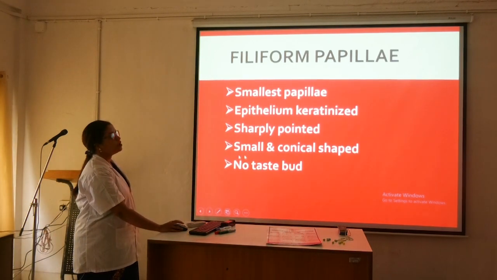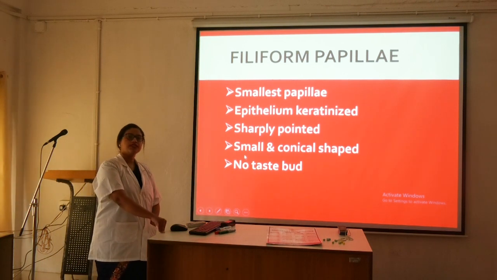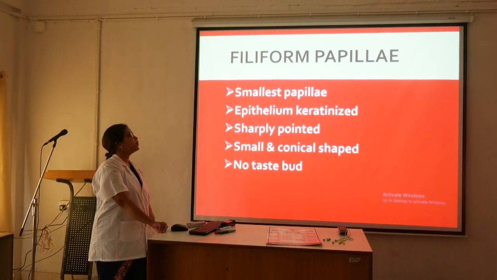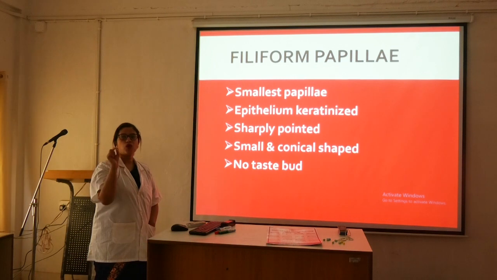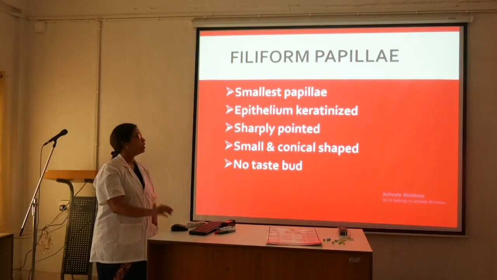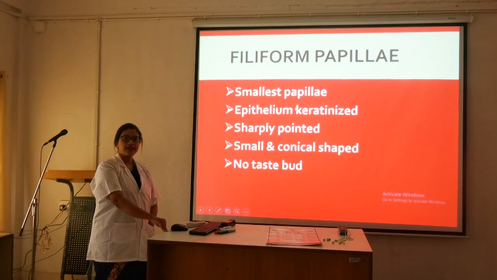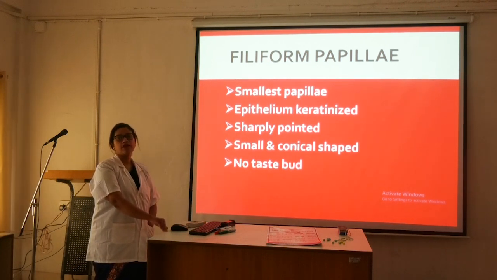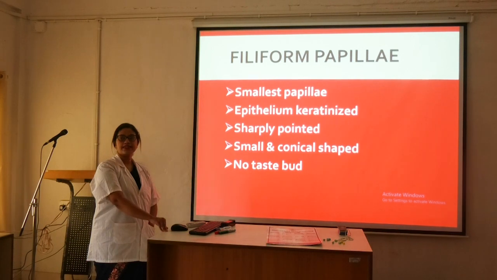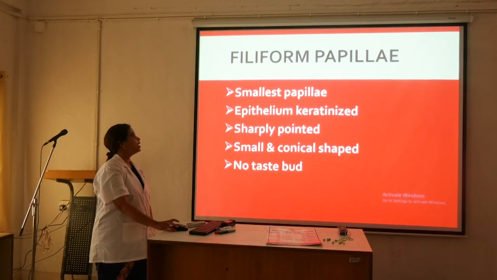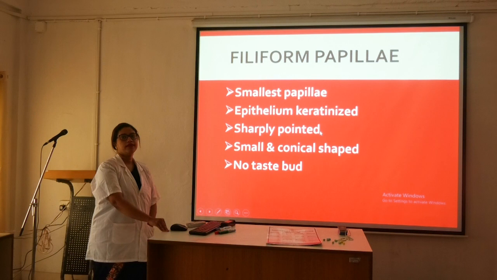One by one we will go through the histological structure. Number 1 is filiform. You have seen it is the smallest, pinpoint papilla. The epithelium is keratinized. That's why that area is rough. Wherever there is keratin, that place will be rough. Then, sharply pointed.